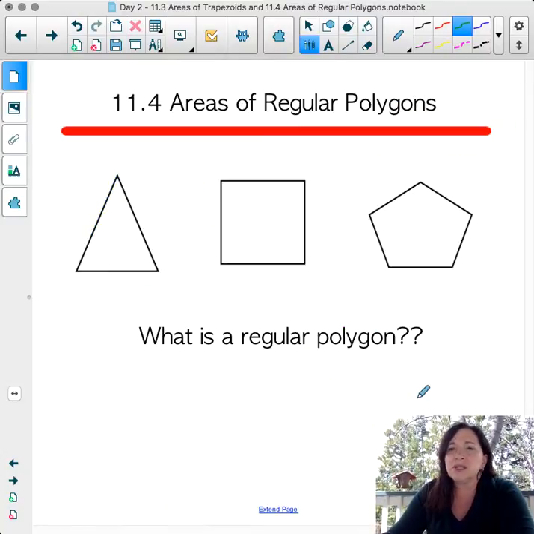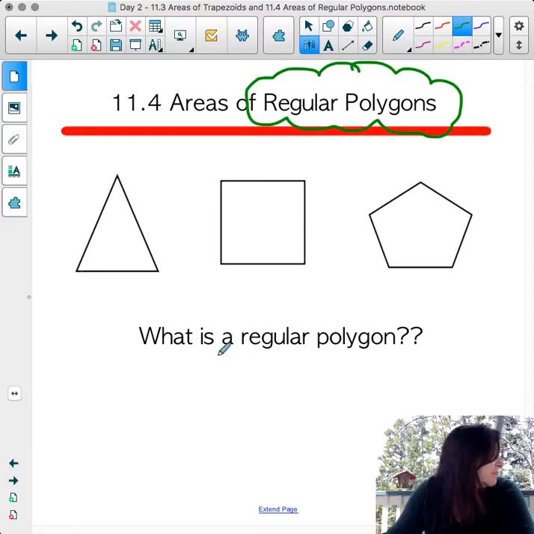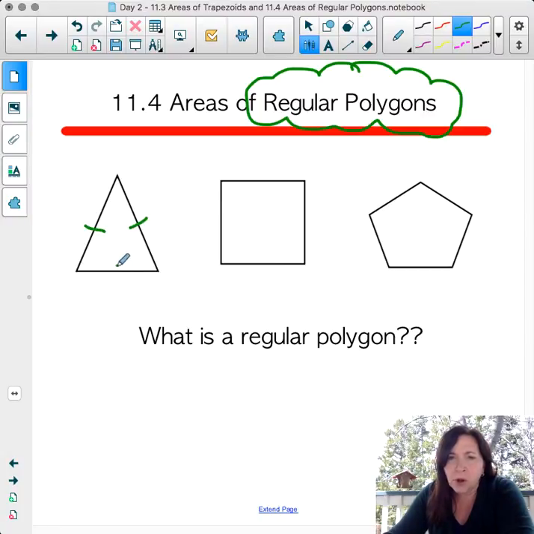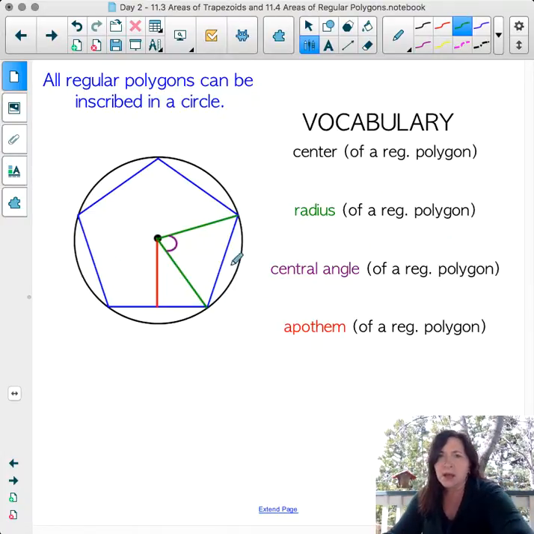So the next thing that we're going to talk about is area of a regular polygon. Now, a regular polygon is any shape that has all sides congruent. Regular meaning all sides are congruent, which means all angles are congruent. So any shape that has all sides and all angles congruent is regular, okay? So we're going to be finding the area of regular polygons.